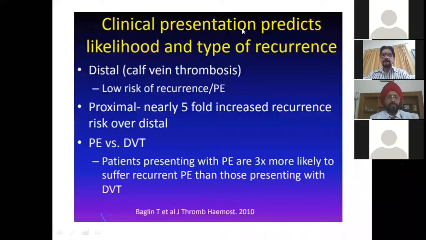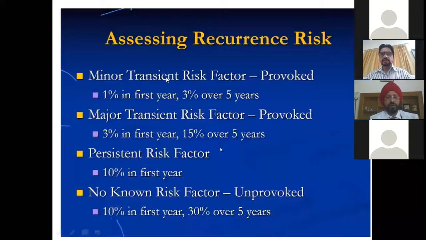As you can see over here, likelihood of recurrence is very high. If there is recurrence, there can be pulmonary embolism, there can be post-thrombotic syndrome, there can be ulcers, and you can divide them into minor transient risk factors or major. That is, major is where it is unprovoked, you don't know why it happened, and this is a patient who might again get a recurrence.